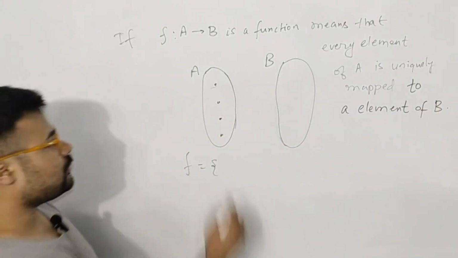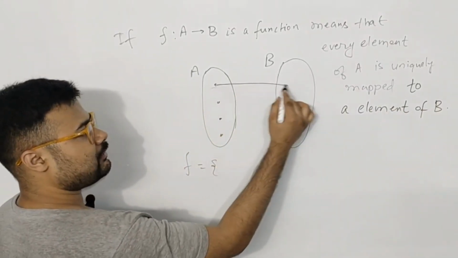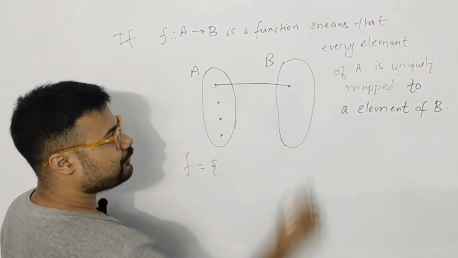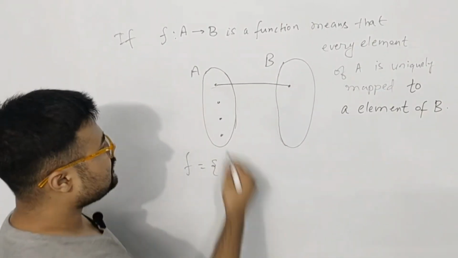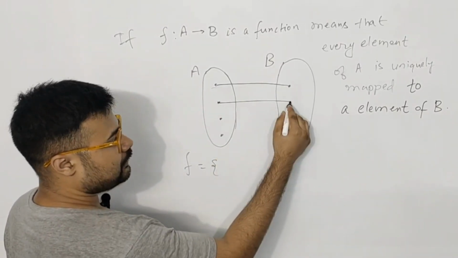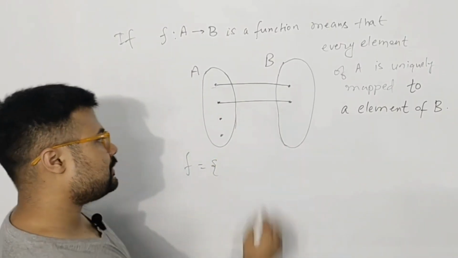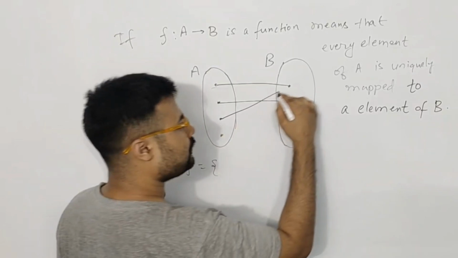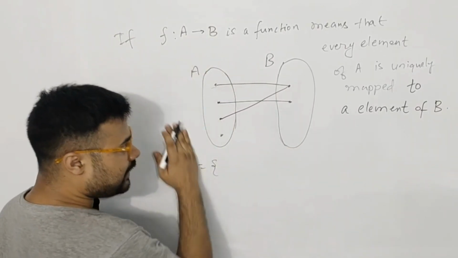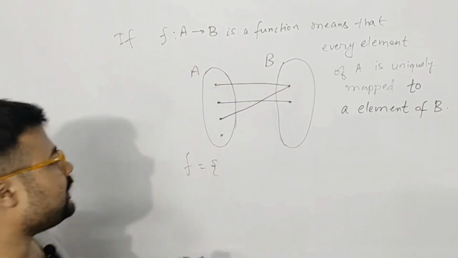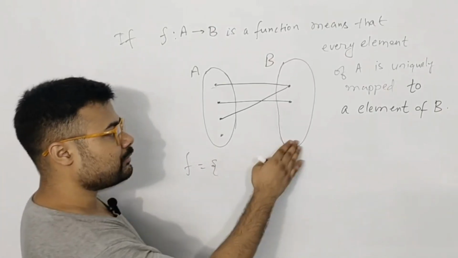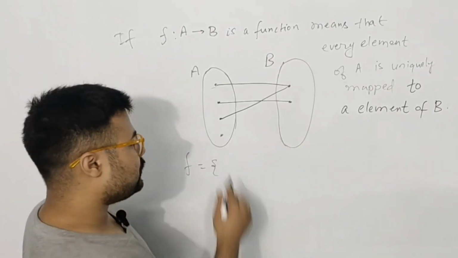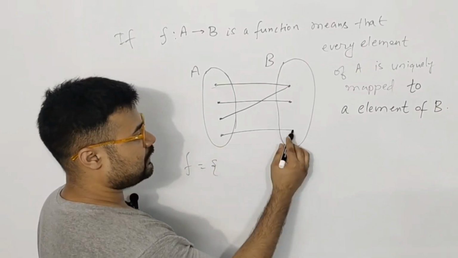Okay, so exactly one line will go from A to B. Similarly, for this, you can go one line here. Similarly, this can be related to this. But just from A side, if you see, there cannot be any element that has no image. Number one. So this also must have an image.